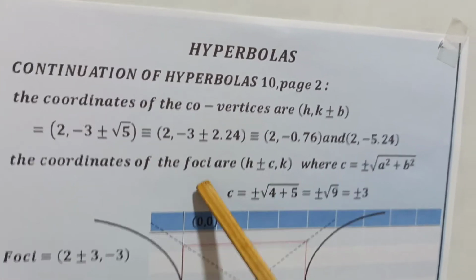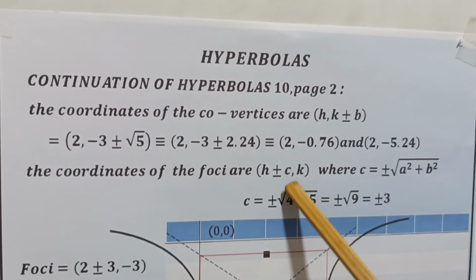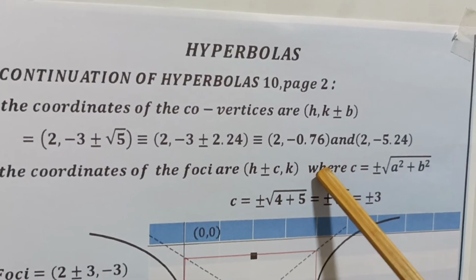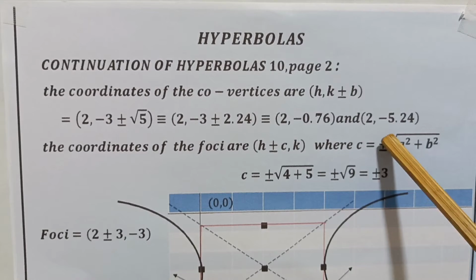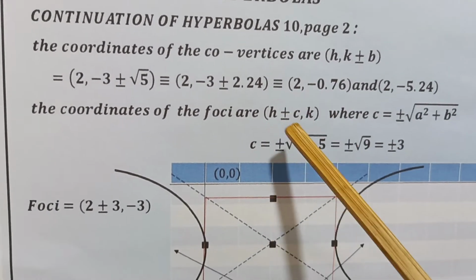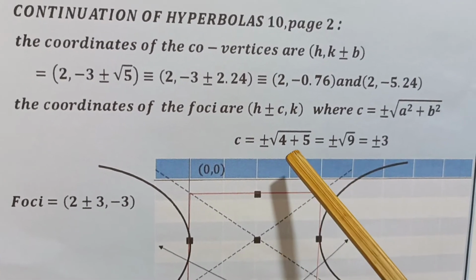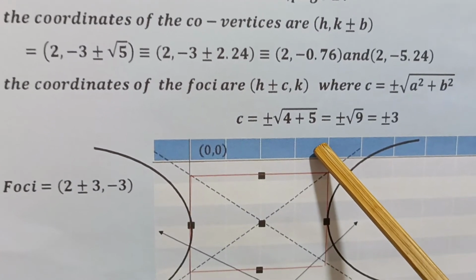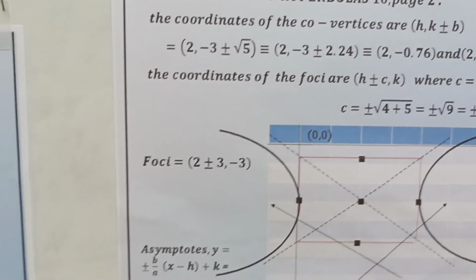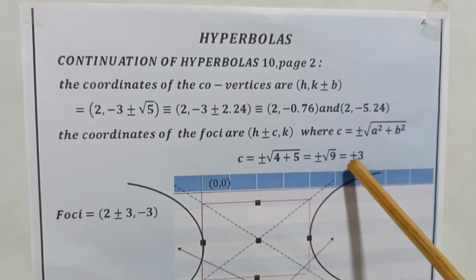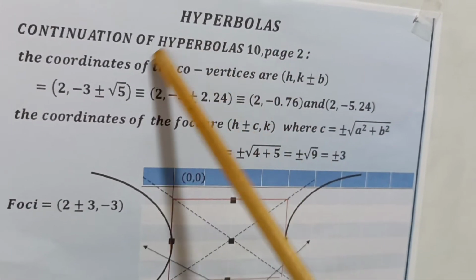The coordinates of the foci, since the transverse axis is parallel to the x-axis, where c is equal to plus or minus square root of a squared plus b squared. So, get the value of c. The value of a squared is 4, and the value of b squared is 5. Those are the denominators of the given problem here. So the square root of 9 is plus or minus 3.